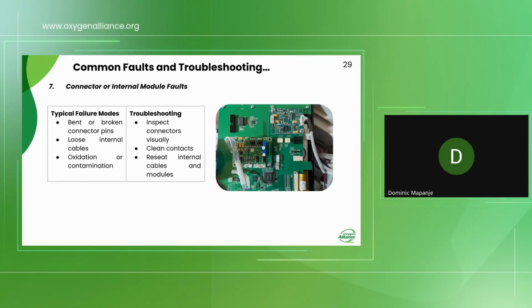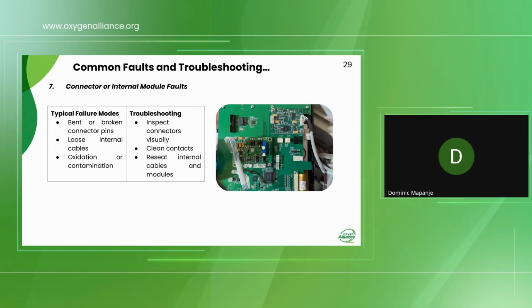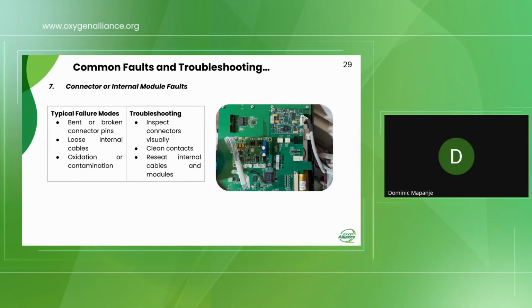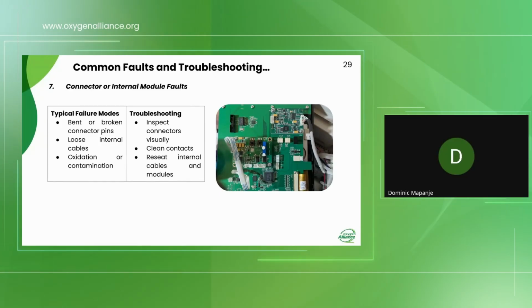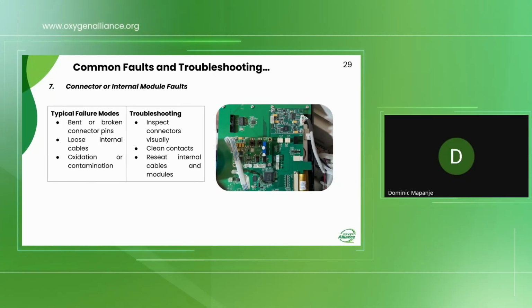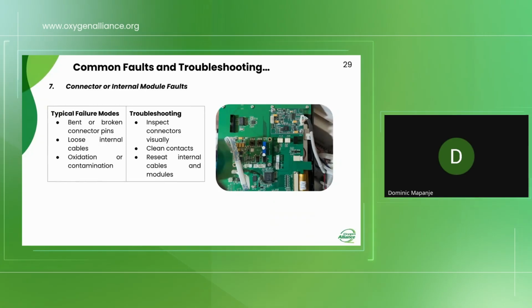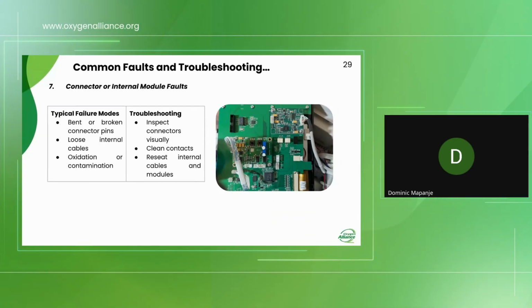You can inspect virtually, and you can see if there is any oxidation happening. You can clean the contacts if there is any oxidation. You can also remove and disconnect the internal cables or the modules to ensure that there's proper electrical contact.